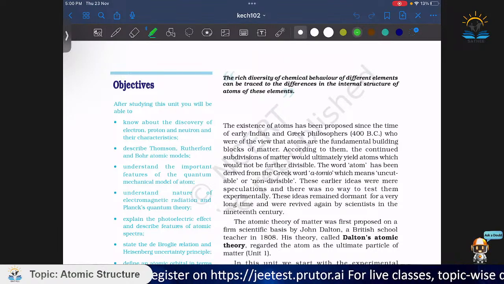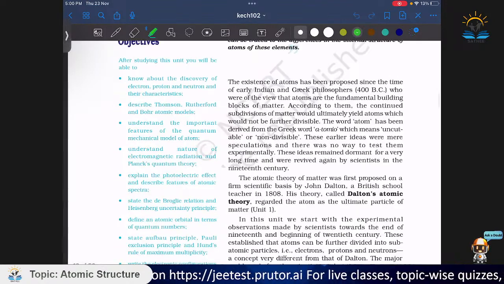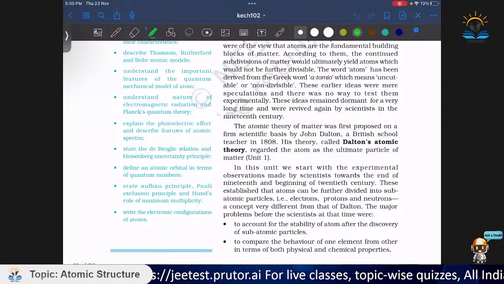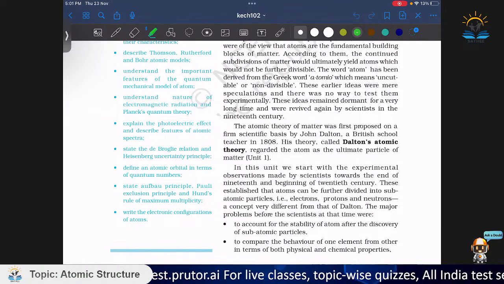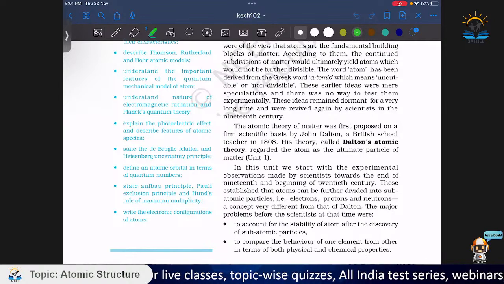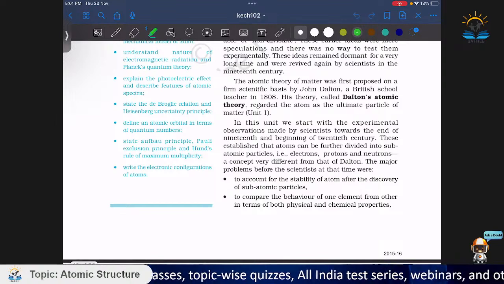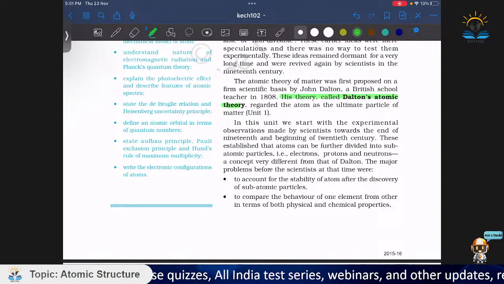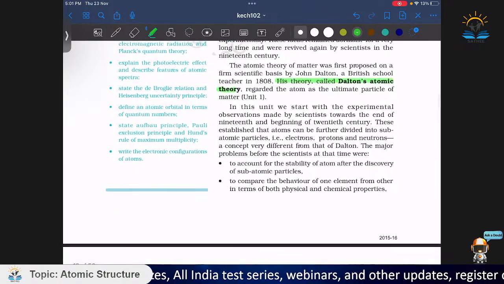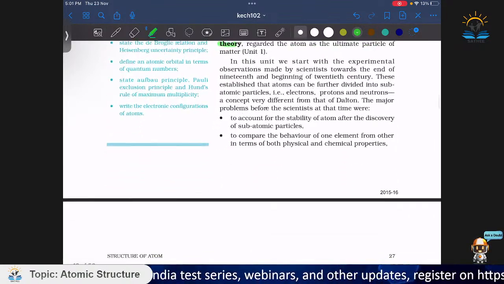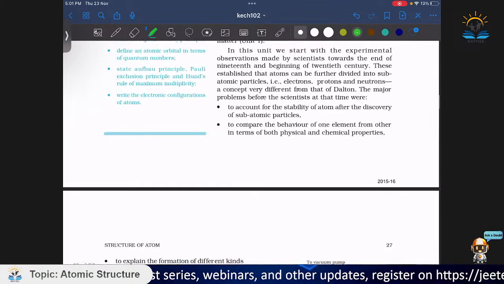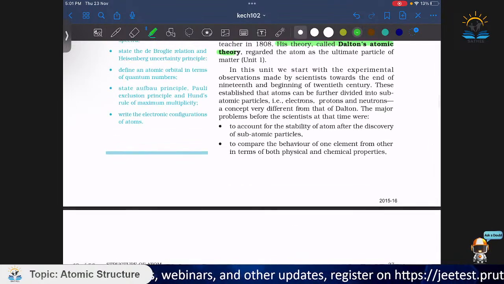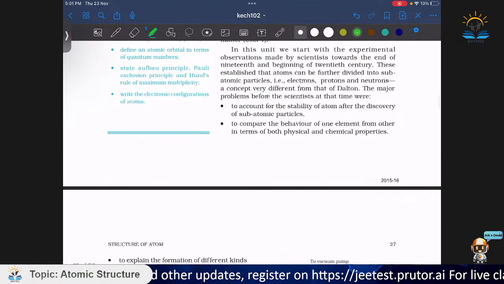The chapter starts with Dalton's atomic theory, which we had left in your previous chapter, which is your basic concepts of chemistry. So this was the start point of discovery of atomic structure with the discovery of atom. Okay. So now the various experiments which led to the discovery of various subatomic particles, we will now see them.